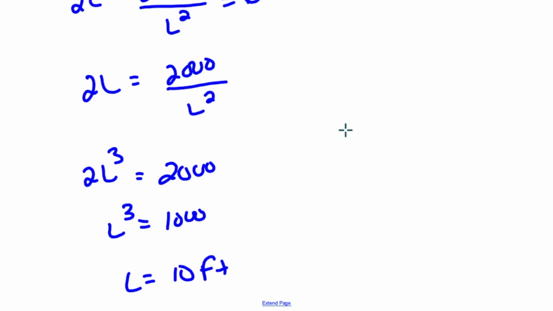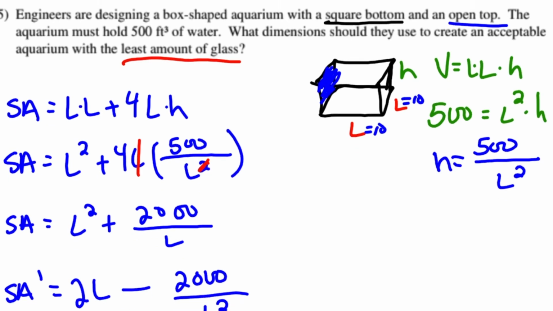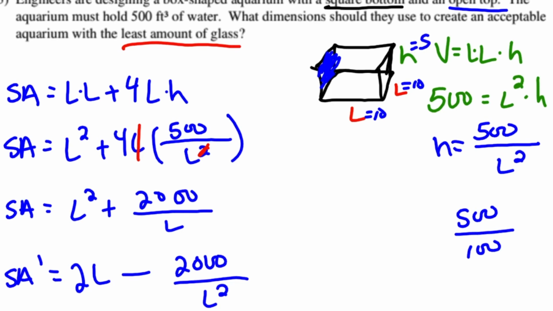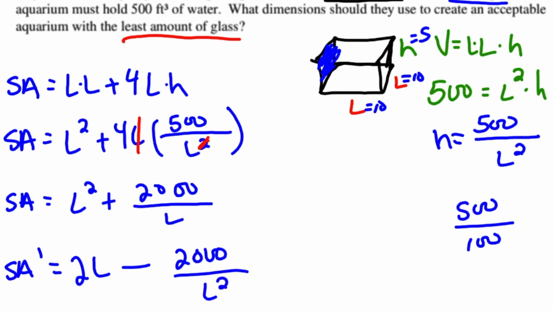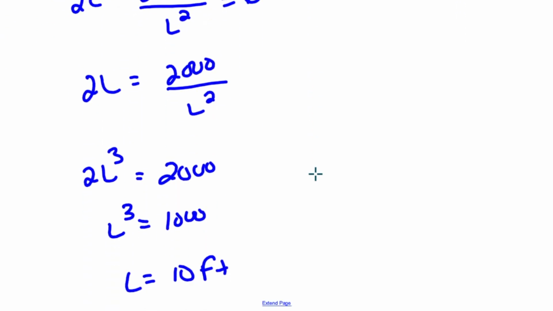Okay, so if the length is 10 feet, this is 10, this is 10. You can plug that in here to get 500 divided by L squared, which would be 100, so then we know the height is 5. So those are the dimensions of that rectangular prism: 10 feet by 10 feet by 5 feet. Okay, so that's what we would have for that one.